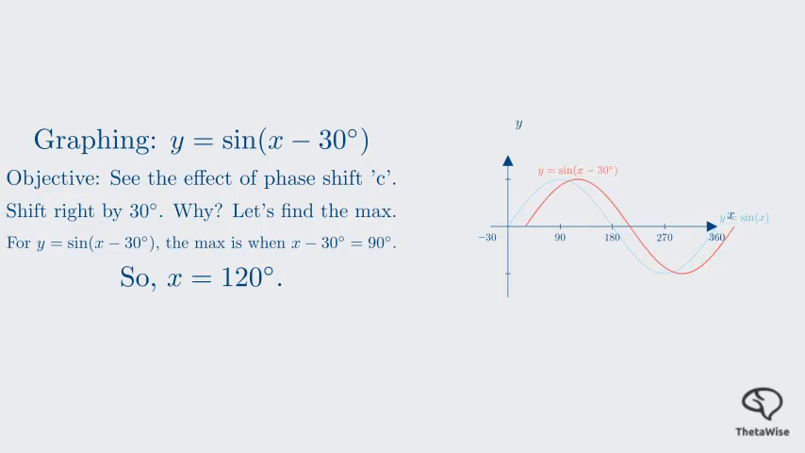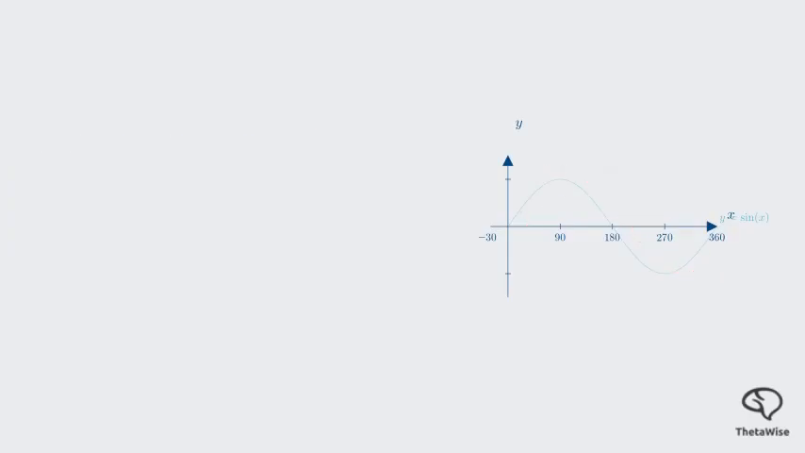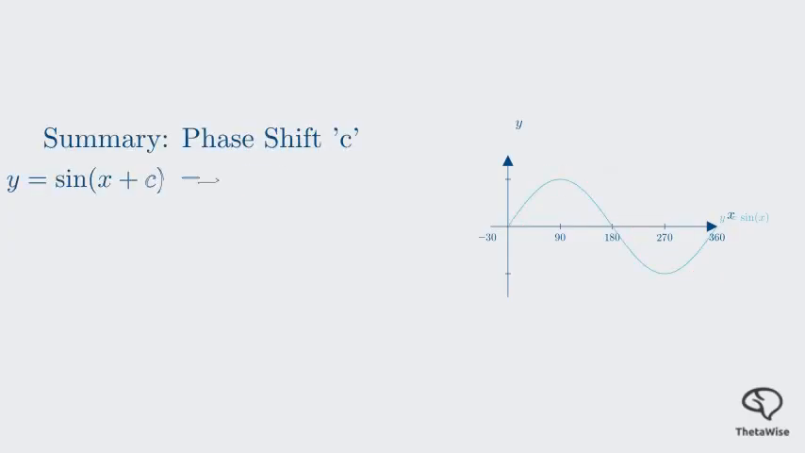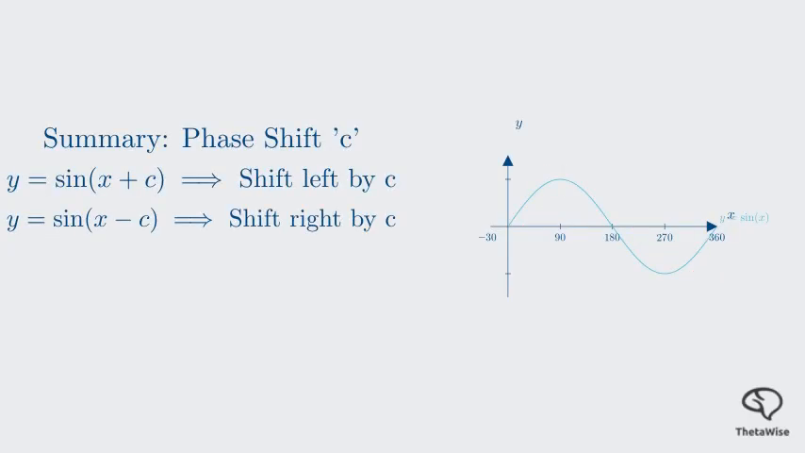This time, we shift every point of the standard sine wave 30 degrees to the right to get the graph of y equals sine of (x minus 30 degrees). So, to summarize, the parameter c shifts the graph horizontally. If you see plus c inside the parentheses, the shift is c units to the left. If you see minus c, the shift is c units to the right. It's the opposite of what your intuition might suggest.